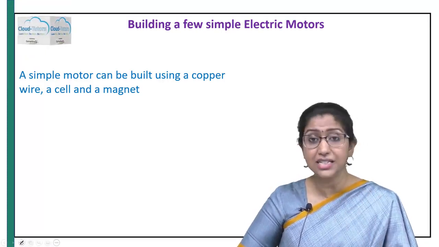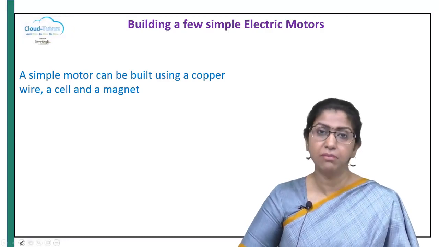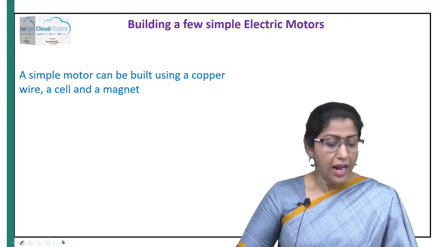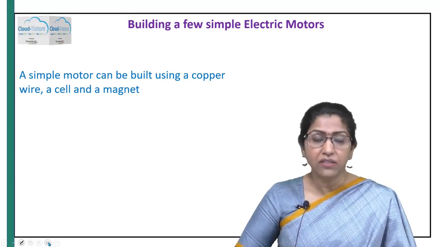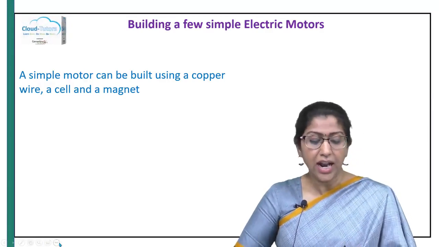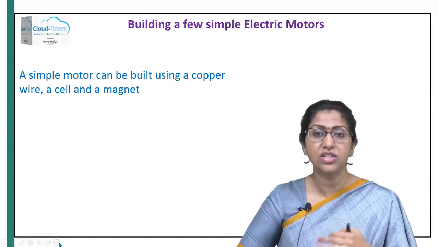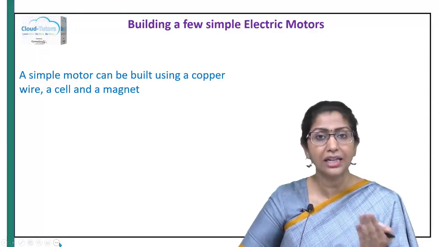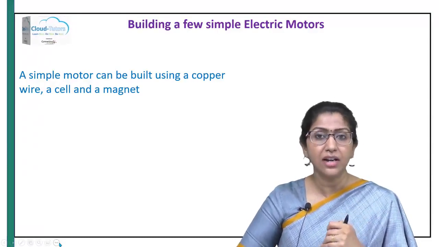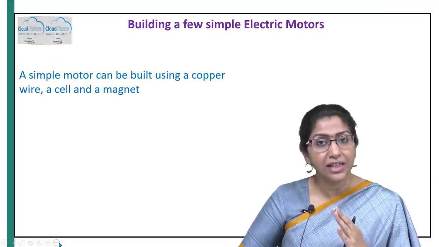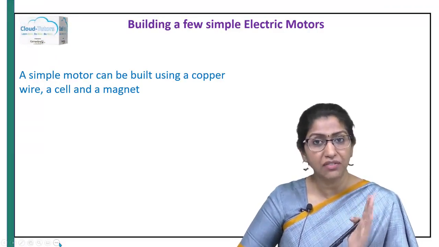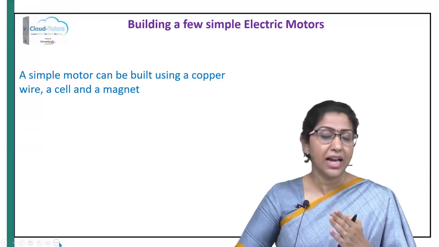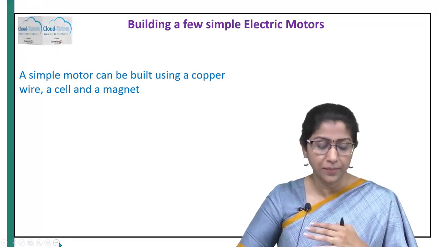So you need a cell which acts as the voltage source, and you need a copper wire which is the conductor, and you need a magnet which has an interacting field, right? Because you create an electromagnet, and you need another permanent magnet wherein you create the interaction between these two magnetic fields so that you see the mechanical force in effect, right?